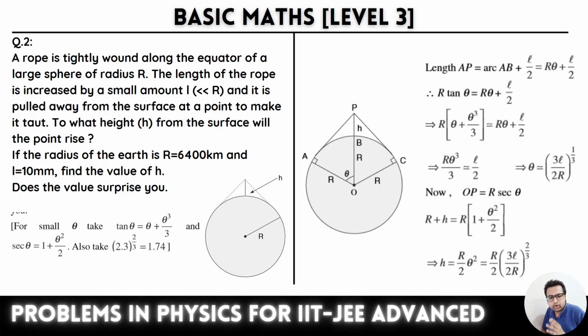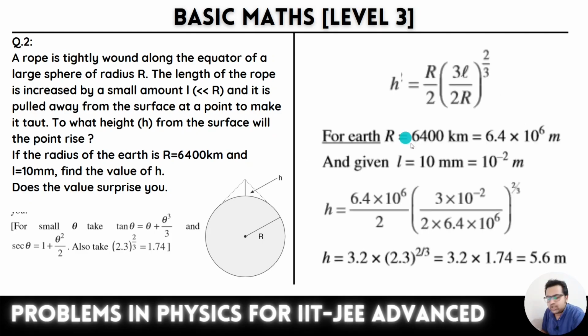Okay. So now what we can do? We can substitute the values to get the H. So R is given, L is given. If you put the values, you get this 5.6 meter.